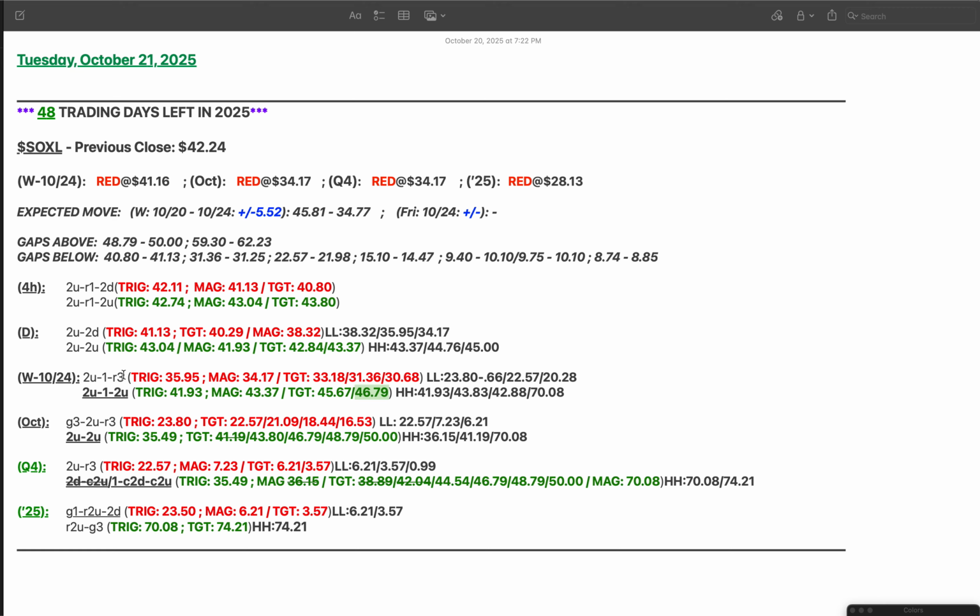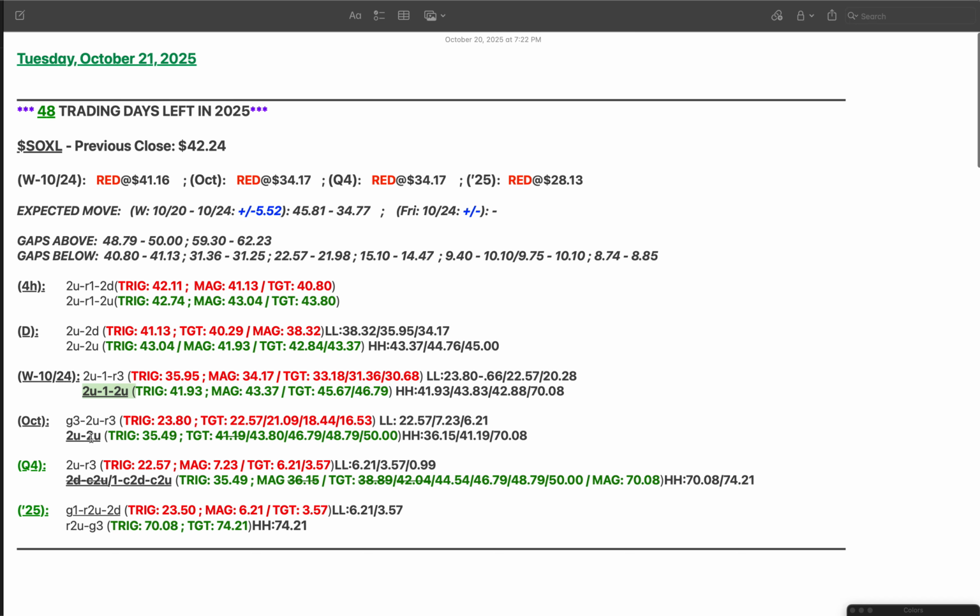Now, if we were to reverse around, because again, we're very, very early in the week, only one day into the week, if we were to make a red 3 or a bearish engulfing candle on the week, that would trigger at 35.95. It would have a magnitude of 34.17, extended targets of 33.18, 31.36, and 30.68. So we've got levels marked out to the downside if things were to take a reversal off of the very quick 212 up at the first day of the week, right?